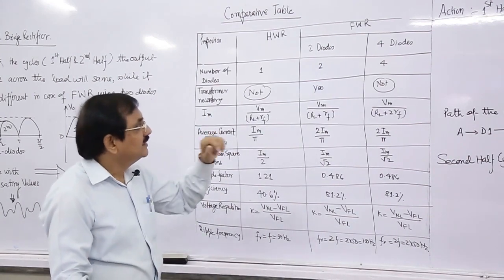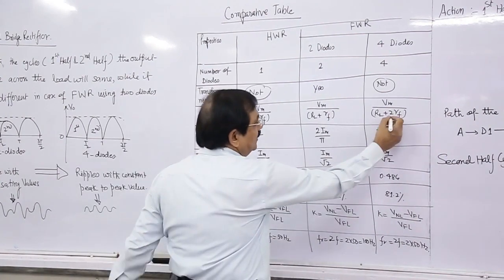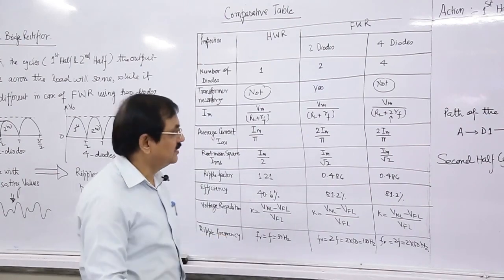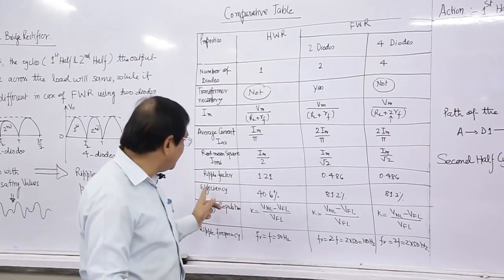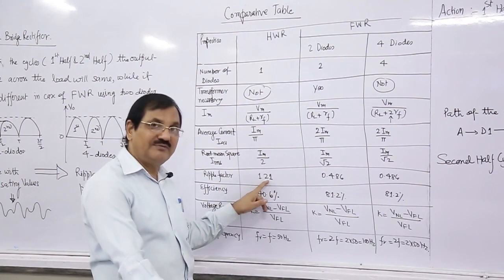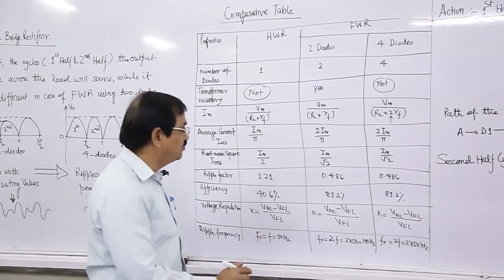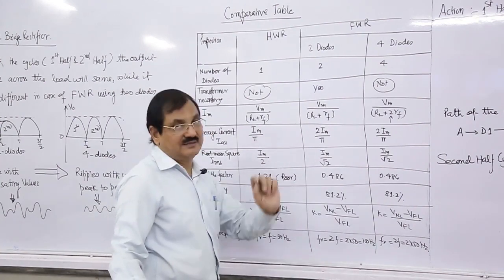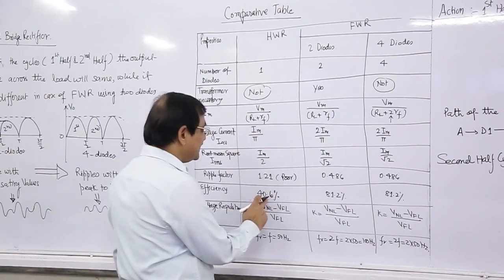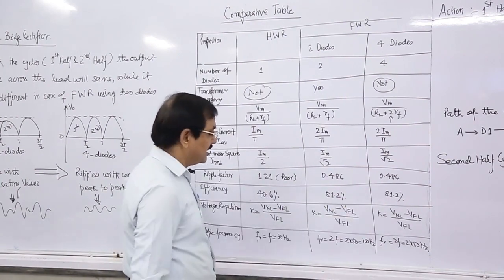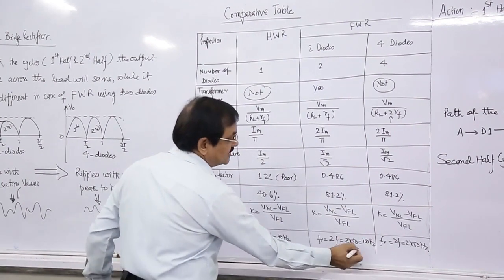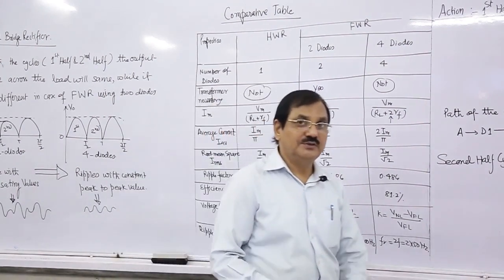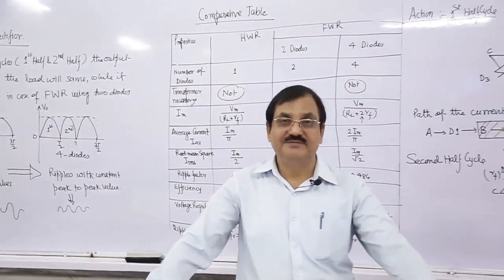The second is, in the bridge rectifier, due to the two diodes, there are two factors, two input factors. And the ripple factor, that is 1.2, very high ripple factor, that is poor. This is poor rectification. Here it is 50%. Efficiency 40, then twice of that, and the ripple frequency is 2F. These are the things. So this is all about the rectifier.